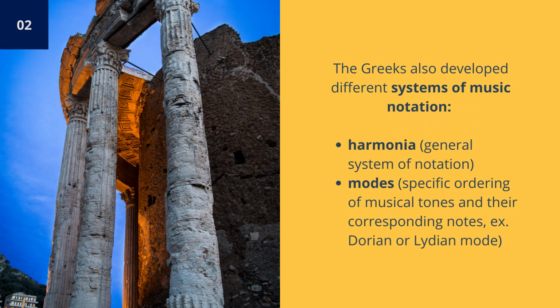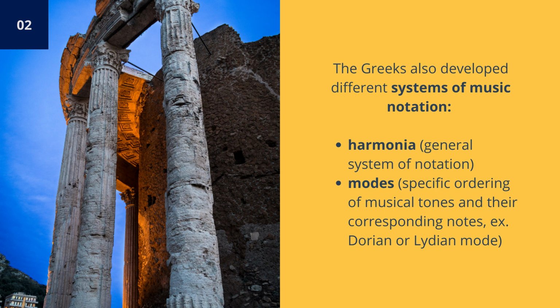The Greeks also developed different systems of music notation such as the more general harmonia and the more specific Dorian and Lydian, which were named after specific tribes and based upon unique modes, or specific ordering of musical tones and their corresponding notes. Actually, yung mga binanggit ko na yon, yung Dorian and Lydian, ito yung early scales natin. At tinatawag siya na mode or specific ordering of musical sound. Kung saan nag-originate yung Western scale na alam natin sa ngayon, yung major and minor scale.